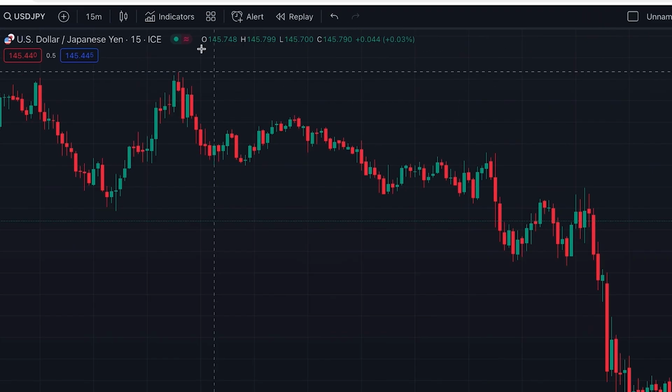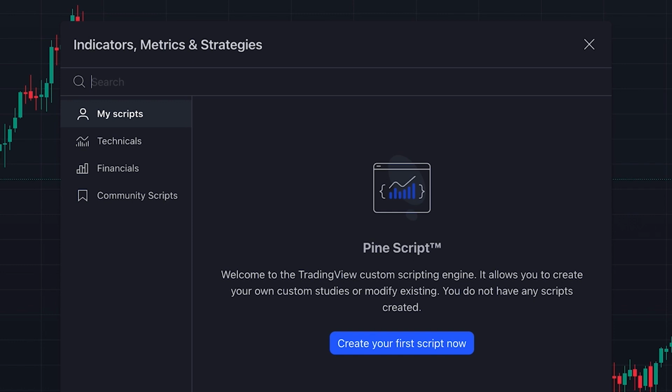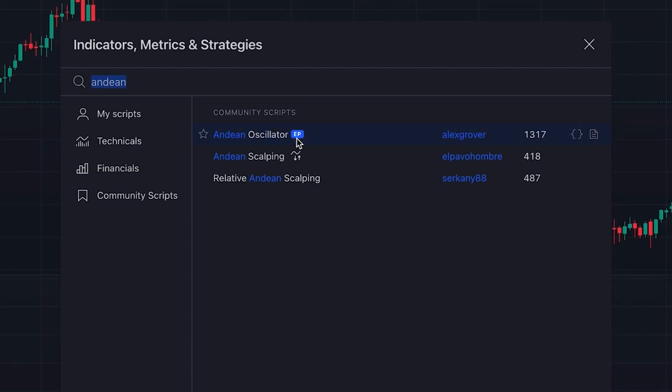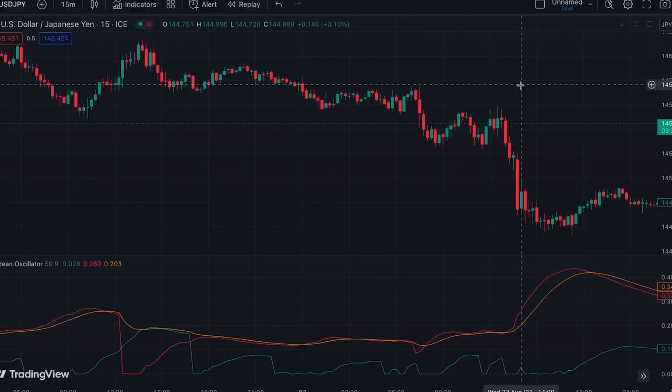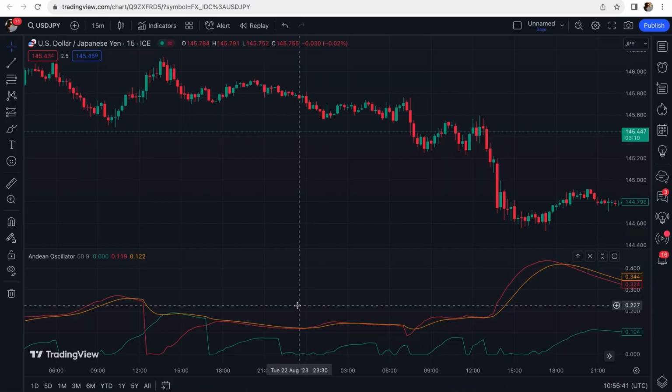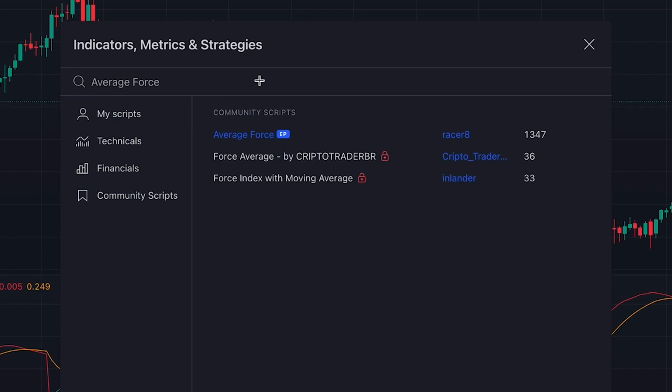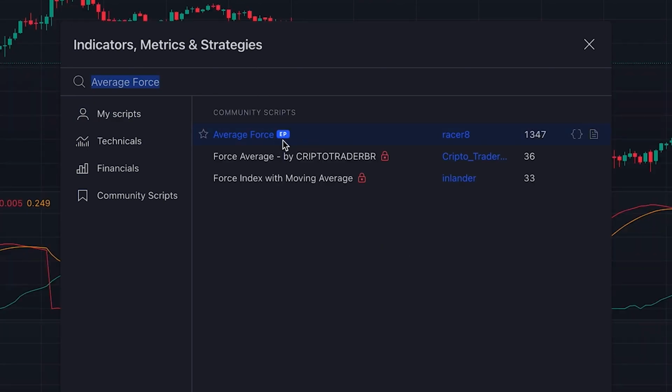For adding them, here we click on indicators and we simply search their name. The first one that we want to add is Andean Oscillator, this one, which is an editor's picks indicator written by Alex Grover. And in this trading strategy, we're going to use it with its default settings. The next indicator that we should add is called Average Force, this one, which is an editor's picks indicator written by someone named Racer8.